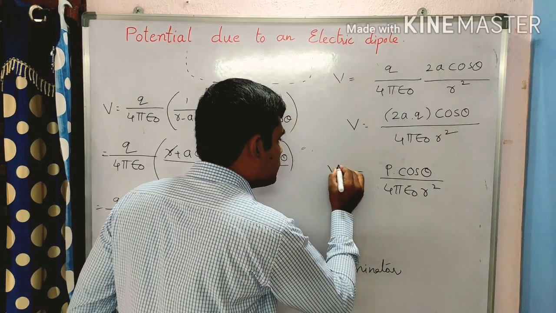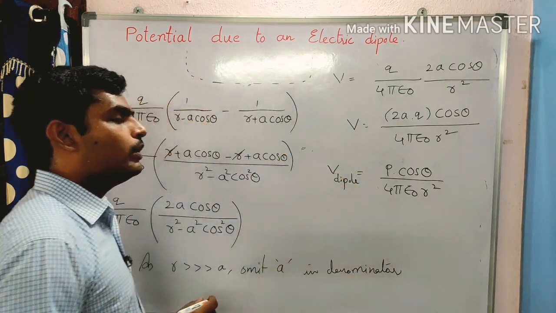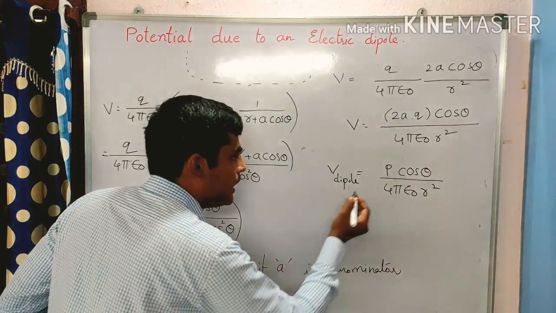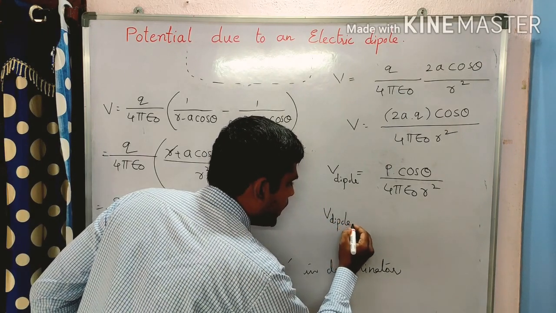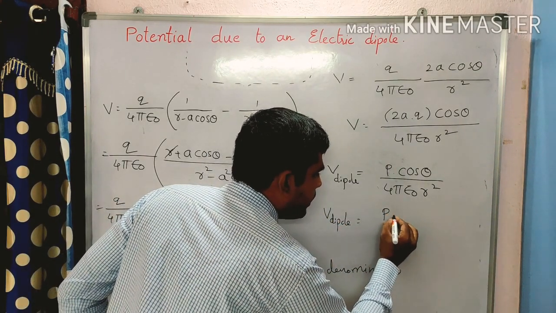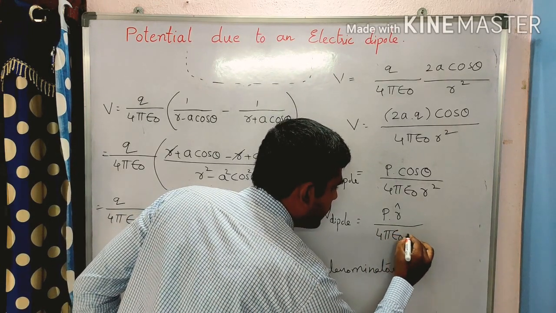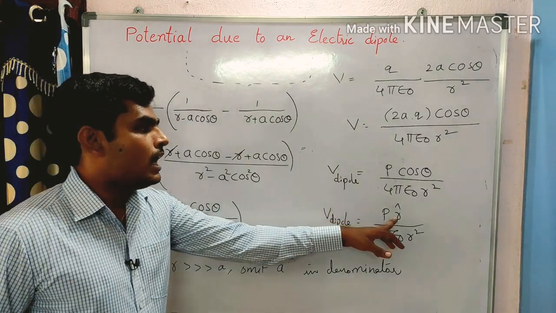This is the potential due to a dipole. Okay, V dipole is p cos theta. So vectorially, p cos theta can be written as: potential due to a dipole can be written as p · r cap by 4 pi epsilon naught r square. Vectorially, p cos theta, r cap we will write.